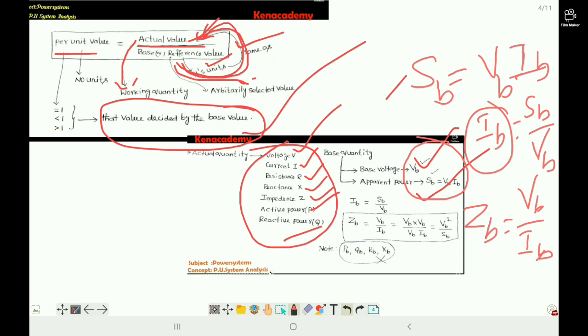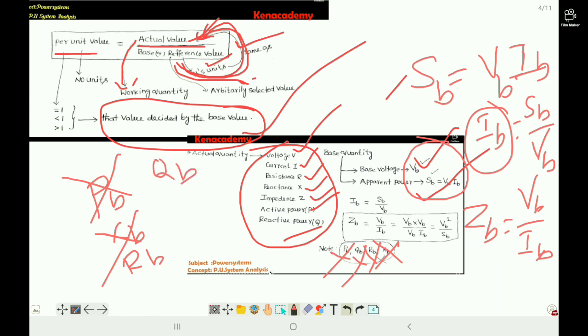Now the question is, sir, can you take reactance as the base? Can you take resistance as the base directly? No. We don't have any reactance base. We don't have any resistance base values. We don't have any reactive power base values. We don't have any active power base values. This is an important point. We never take active power as the base. We never take reactance as the base. We never take resistance as the base. We never take reactive power as the base.